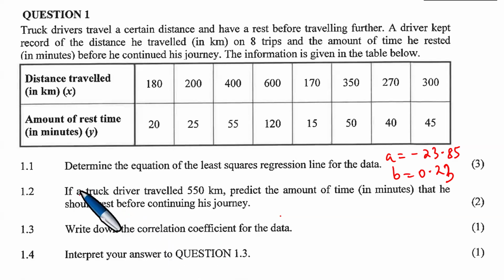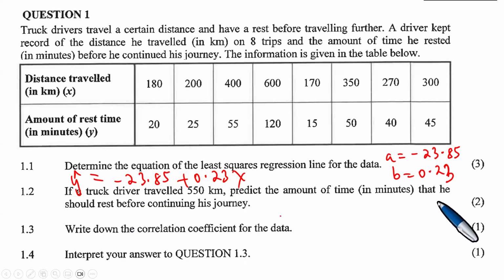Yeah, that is correct. So the equation of the least squares regression line, call it y hat, is y hat equals minus 23.85 plus 0.23x. Okay, that is the answer. Now, if a truck driver has traveled 550 kilometers, predict the amount of time in minutes that he should rest before continuing his journey. What is the prediction?